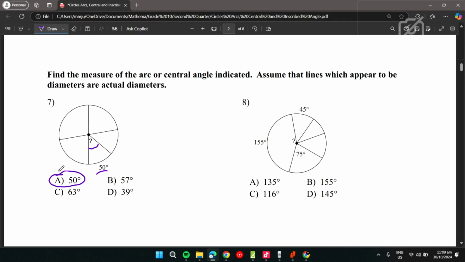What about number 8? We are asked to find this angle. So, the arc it makes is 155 degrees. So, meaning to say, the measurement of the central angle is also 155 degrees. Because again, they are equal. They are congruent. Alright? That's all there is to it. When it's a central angle, it's easy, right? Whatever is the measurement of the arc in degrees, that will be the measurement of the central angle.